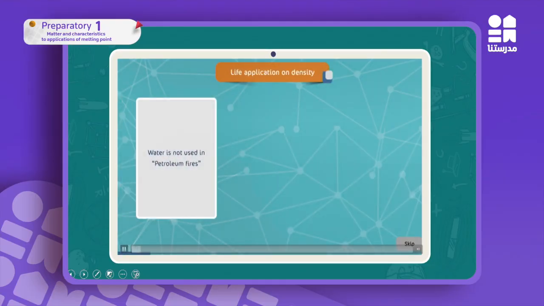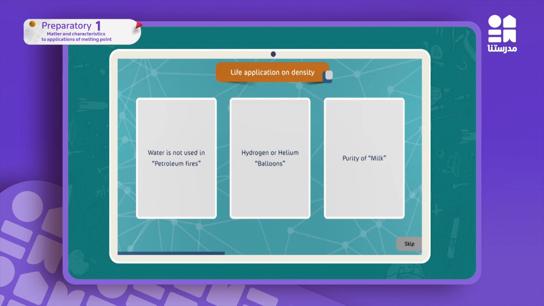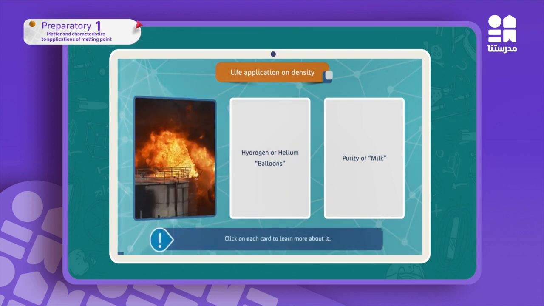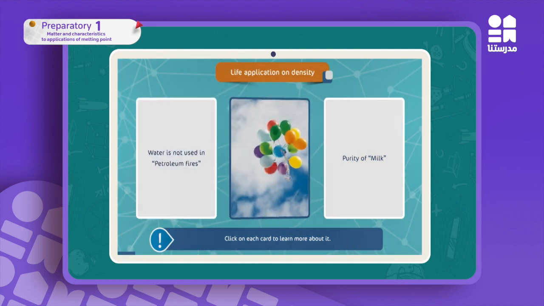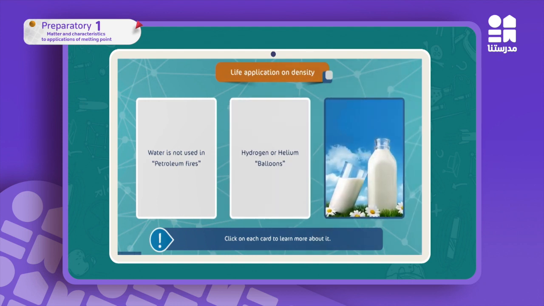Did you know that different materials differ in their densities? Click on each card to discover the life applications which depend on the density of materials we use in our daily life. We do not use water to put out petroleum fires because the petroleum oil will float over the water as it has lower density than water. Balloons are filled with hydrogen and helium to allow them to rise upwards because the hydrogen and helium have lower densities than air. We can determine whether the milk is pure or not because the density of the pure milk is 1.03 gram per cubic centimeter. So, by calculating the mass and volume, we can discover whether the milk is pure or mixed with water.